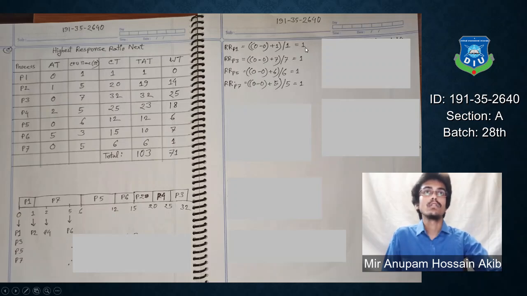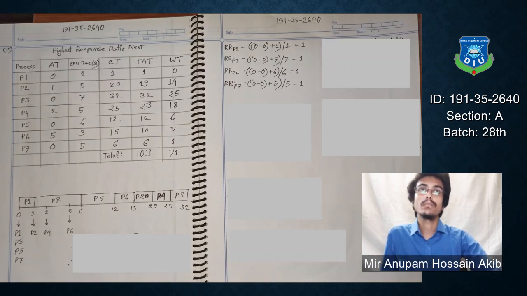But here we see all response ratios are equal. If response ratios are equal, then we take the process with the minimum arrival time. But here the arrival time for each process is also equal. If that happens, then we take the process in lexicographical order. Here P1 comes first in lexicographical order, so we execute P1 now. So at time 0, P1 is executed.